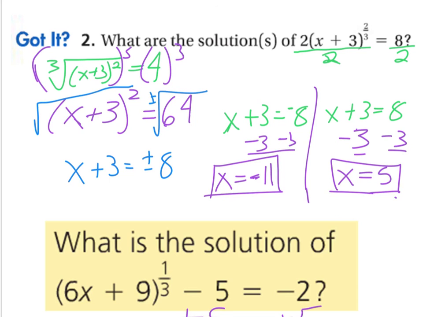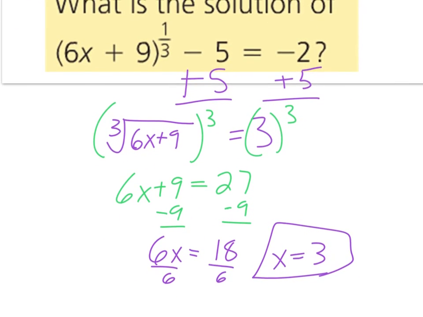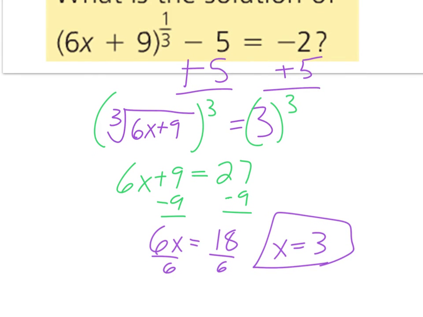All right. The next one. Again, we have to isolate that power, so we add 5 to both sides of the equation. We get a 3 over here. Switch from the 1/3 power to the cube root of 6x plus 9. In order to get rid of the cube root, we cube both sides. Now it is an odd root, so we don't have to worry about extraneous solutions at all.